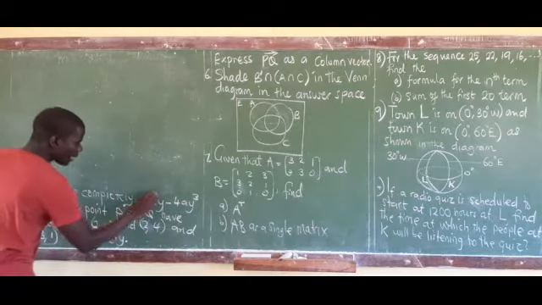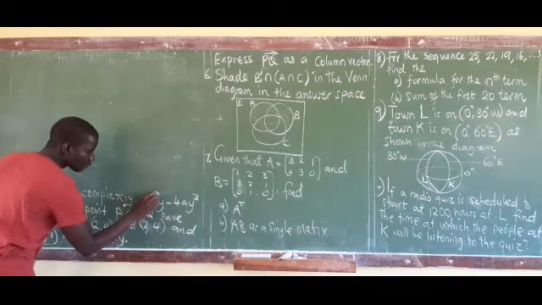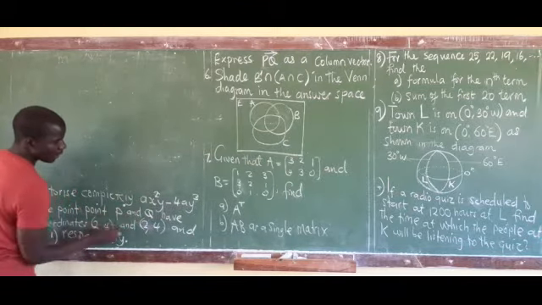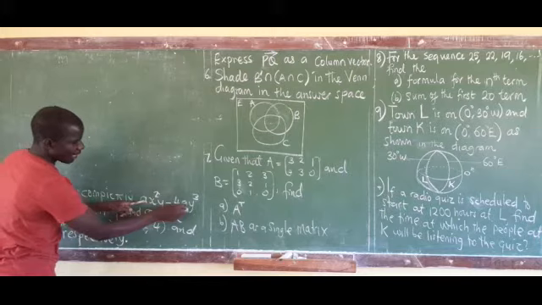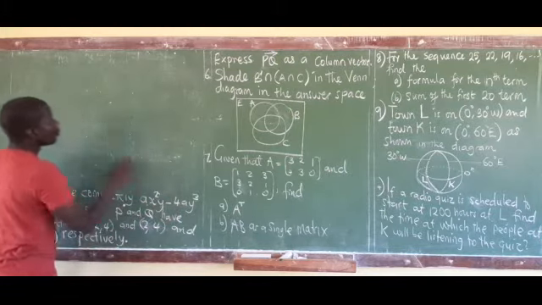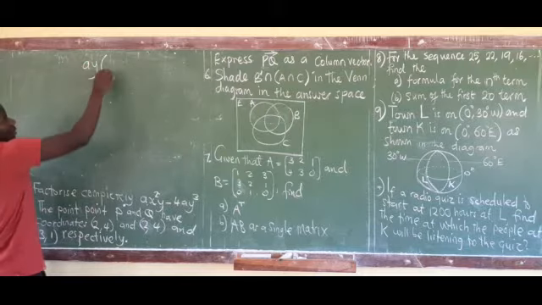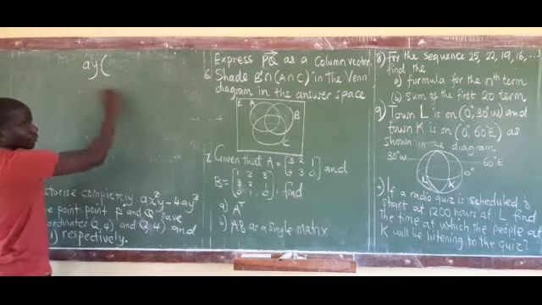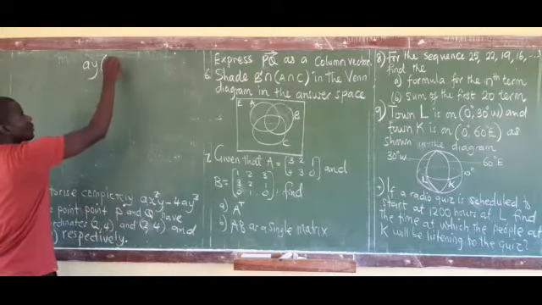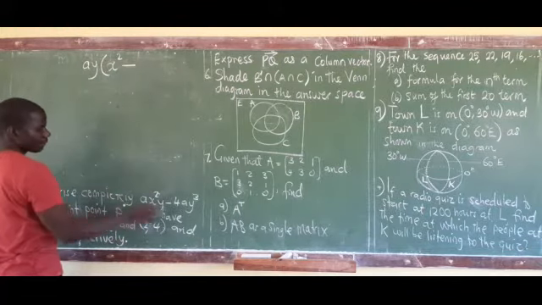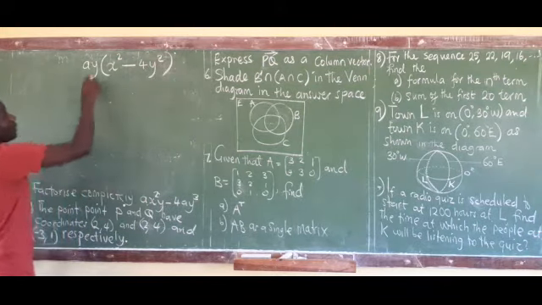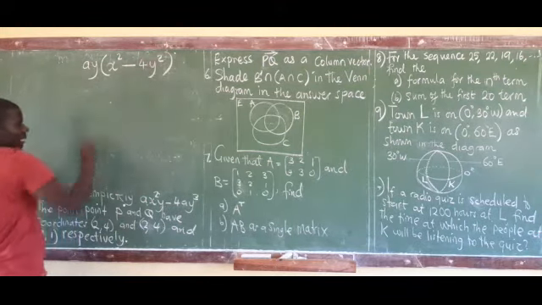So we are factorizing completely. The first thing that we do is to identify what is common here. A, we have A here. Y, we have Y here. So ay is common. We're using the common factor method of factorization. So what are we going to remain with here? Here you remain with x squared minus 4y squared. We have ay outside here.